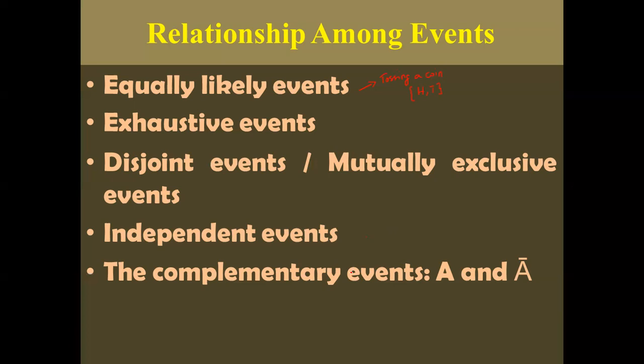What is a complementary event? If getting a head is an event A, then getting a tail is the complement of that. That is, the event A does not occur. So the complement of any event A is the event not A. It is denoted by A bar. So these are some of the commonly used terms in the probability concepts.